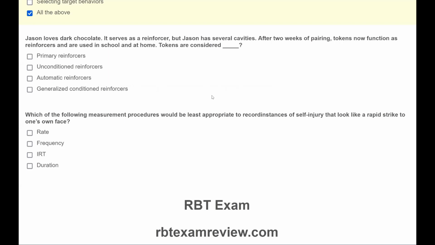What type of reinforcers are tokens? Are they primary reinforcers? Well, primary reinforcers are unconditioned, things like food, water, sleep. Tokens have been conditioned. Primary reinforcers are unlearned. Tokens have been learned. So A and B are both out. Primary reinforcers and unconditioned reinforcers, tokens are not, right? Tokens have been paired with this dark chocolate. They've been conditioned, they've been taught, they've been learned.